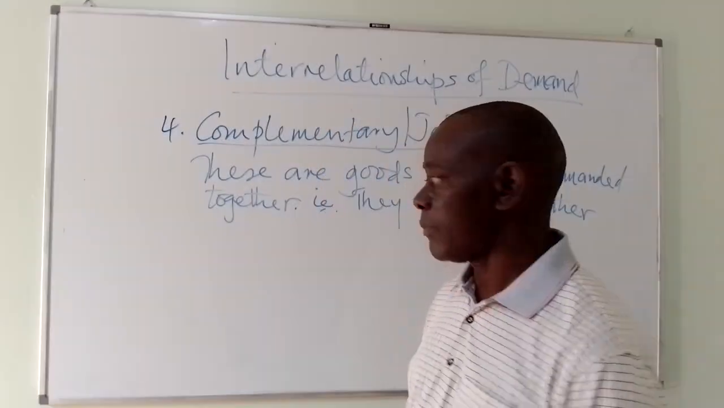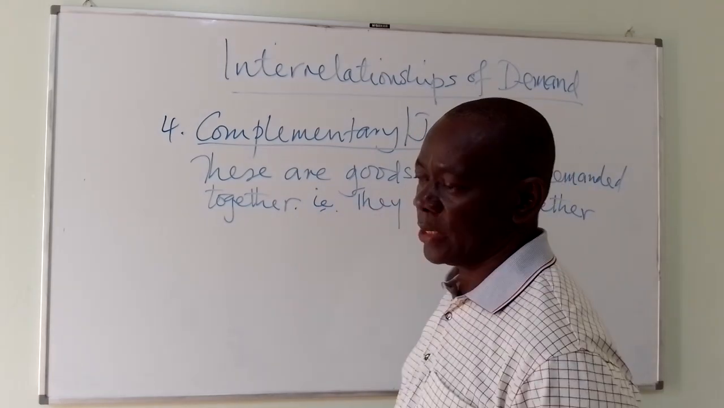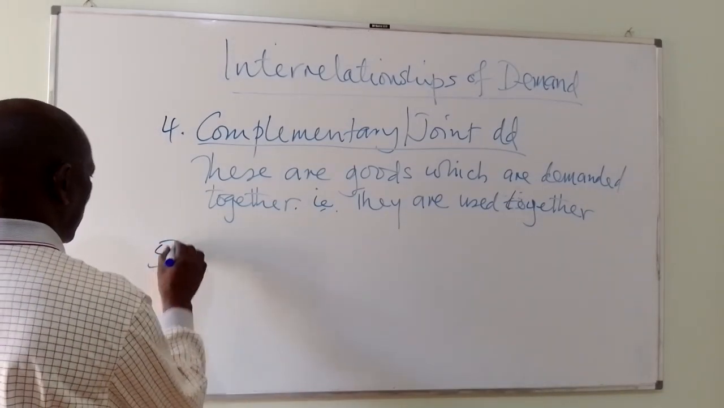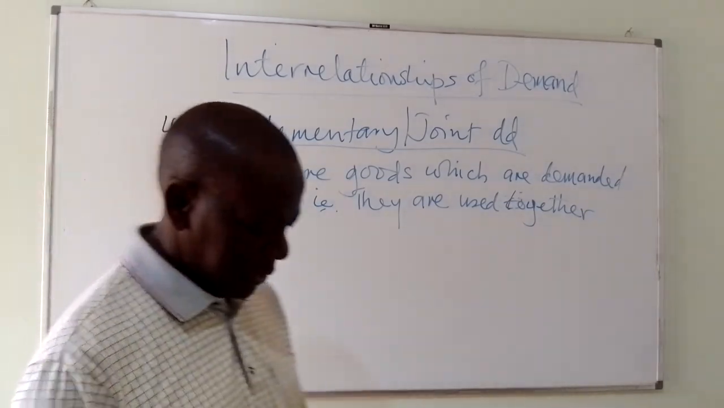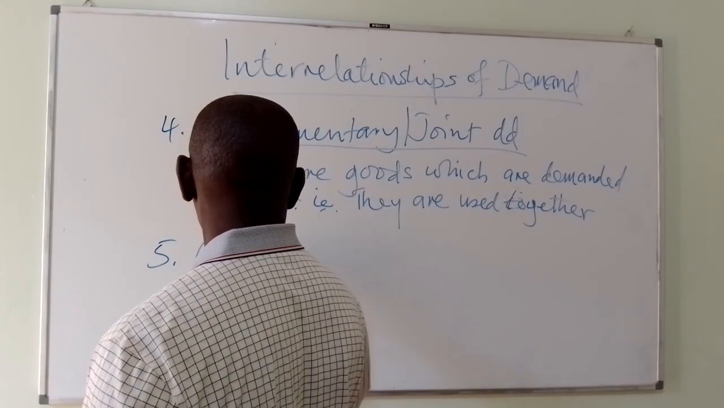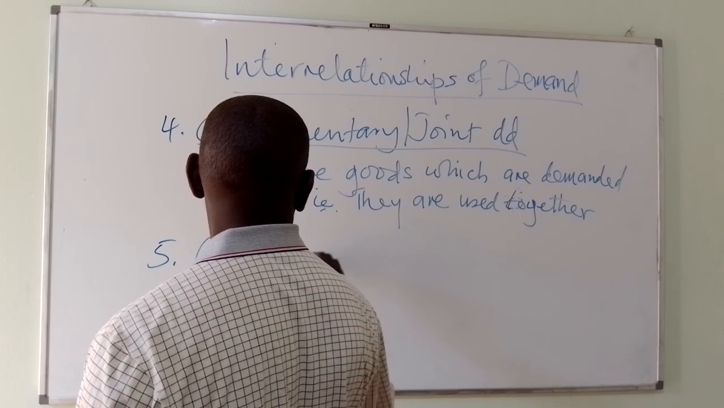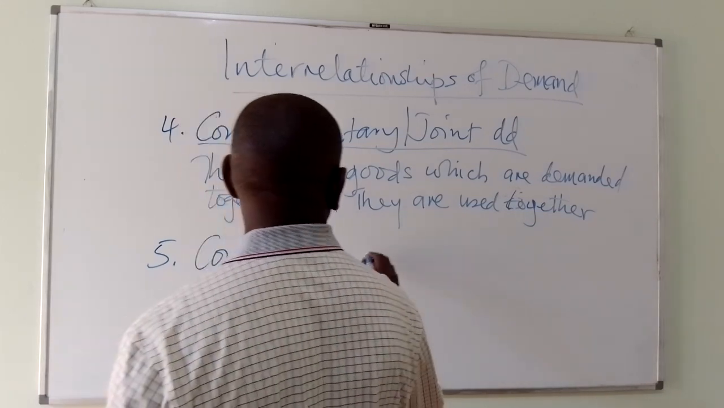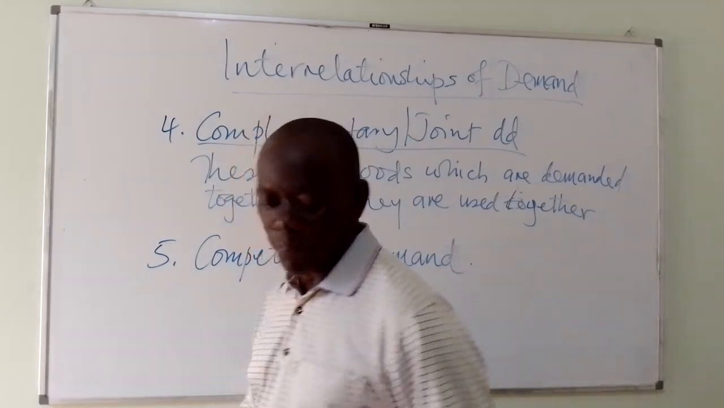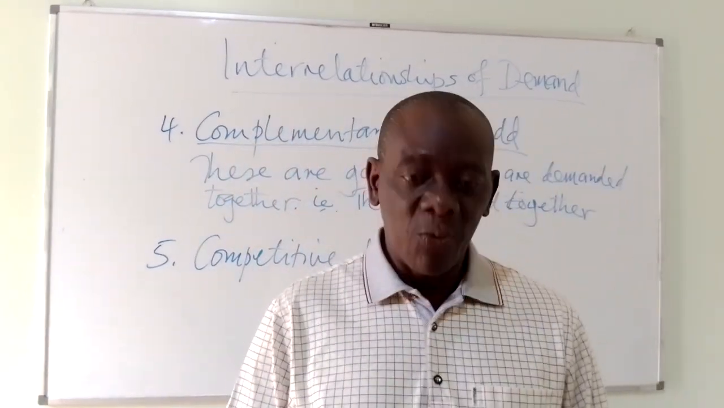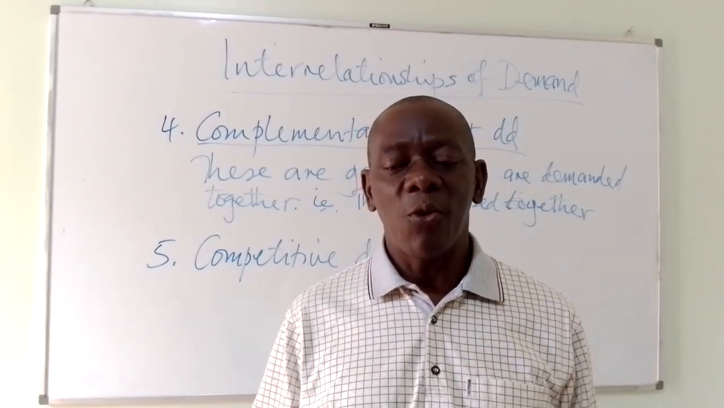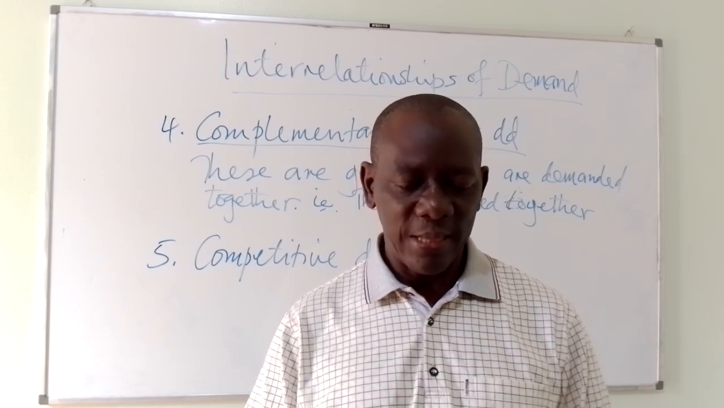the complementary demand or joint demand. Then the other one that we have, and possibly the last one, is what we call competitive demand. Competitive demand. This is where we have demand for commodities which are similar, competing with each other.